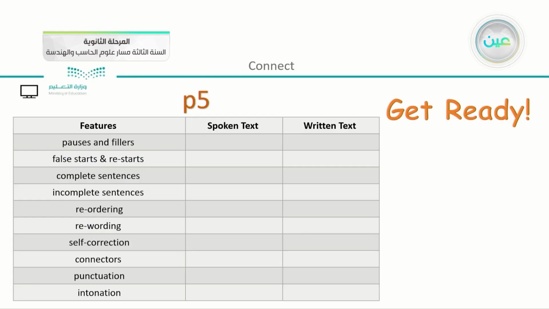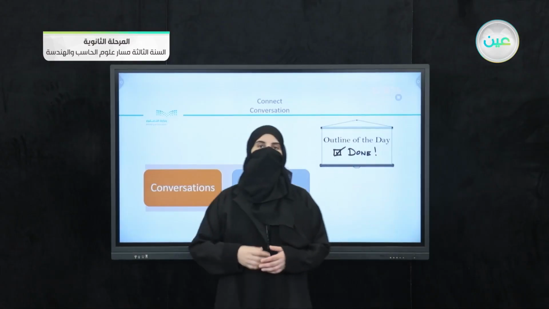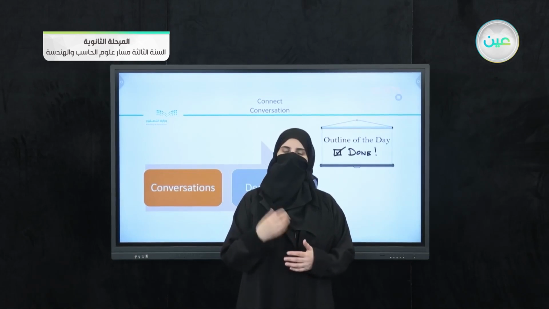So what's next? You can see on page number 5, just to take a look here, there is an interesting table. There are lots of features, and we have spoken and written. This is something that we are going to discuss in our next lesson, so get ready. At the very end, you can see that we have different conversations. We gave different examples, and of course, many deduction phrases we used throughout the lesson.